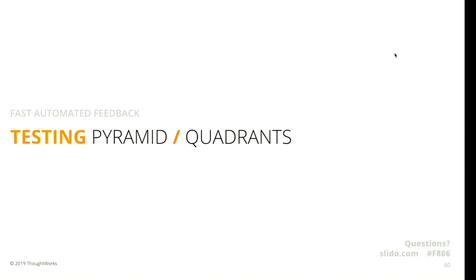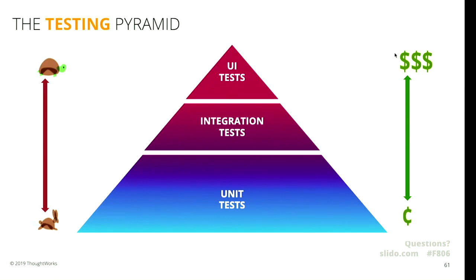Testing pyramid and quadrants. So we've got this, which we call the testing pyramid, which has the base of unit tests, and these are the fastest and the cheapest tests that we can have in our code. Unit tests are usually implemented to test all our methods, and we should have as many unit tests as possible. And moving up the pyramid, we've got integration tests, which are also testing the integration of our components, or they're using real data, because in our unit tests we can use our mocks.